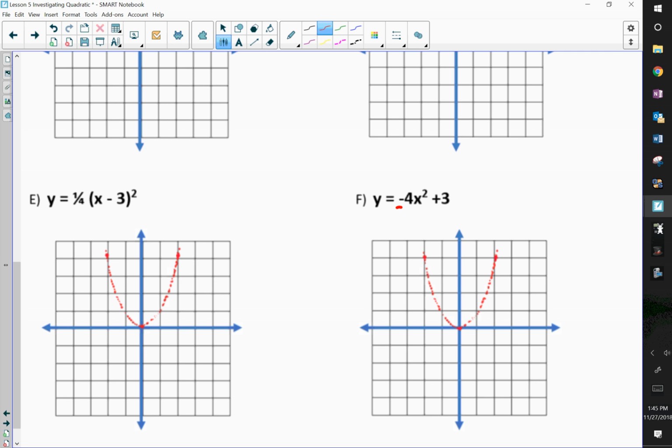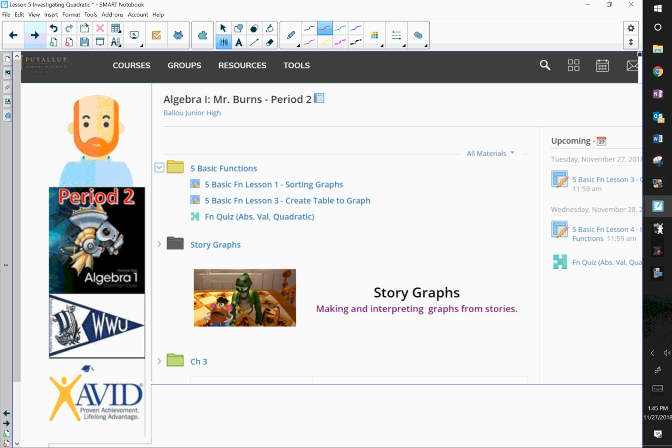When you finish this part of it, then you're going to go to Schoology, and in the resources, in the 5 basic functions folder, you're going to notice a quiz. Your second half of the assignment is to take that quiz. If you don't do well, I have set it up so that you can try it 20 times if you feel like it. But you should take it at least twice if you don't do well the first time. Take it until you get a good score. The point of it is so that you learn how to identify graphs and match them with equations.